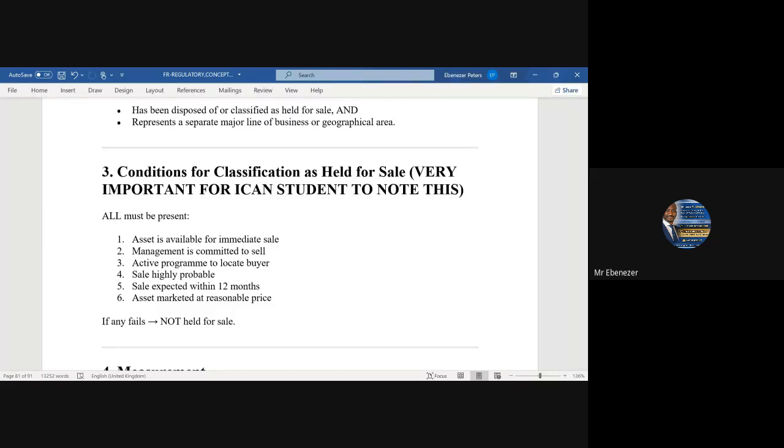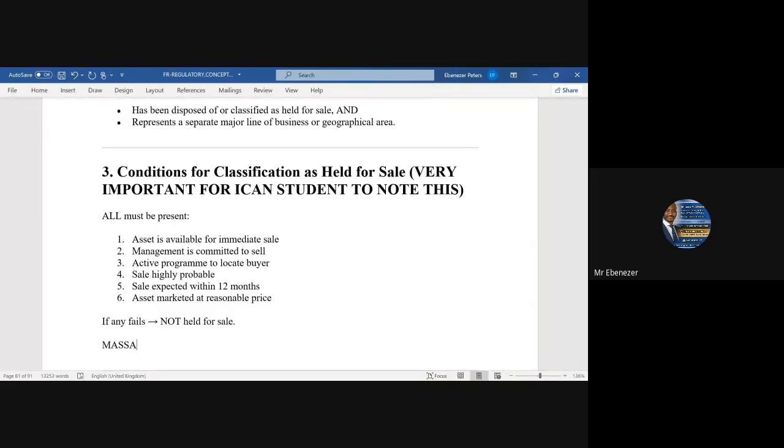Number 1, the asset must be available for immediate sale. That is to say, you are not going to use it again. That's why I keep mentioning the word sale, not use. So the asset is available for immediate sale. Asset is what? Available for immediate sale. So before we go ahead, I think I have an acronym for this. I call it MASA.